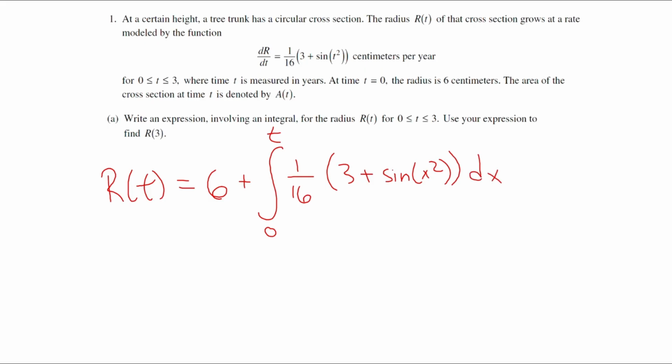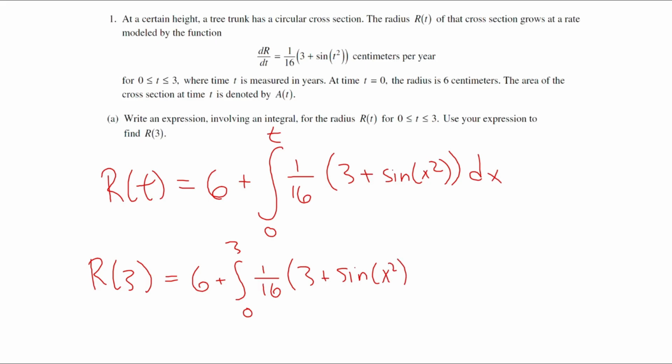Right? And so we have the 6, which is our initial condition, and then our dr dt expression is what we're integrating to get the amount that the change in this radius is, right? Since dr dt is the rate at which it changes, its integral should be the amount it's changed. And we'll just add the 6 to it. And then it says use your expression to find r of 3. So r of 3 should be 6 plus the integral from 0 to 3 of 1/16 of 3 plus the sine of x squared dx.